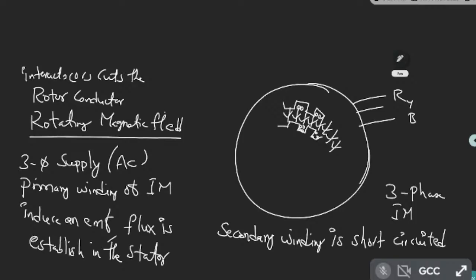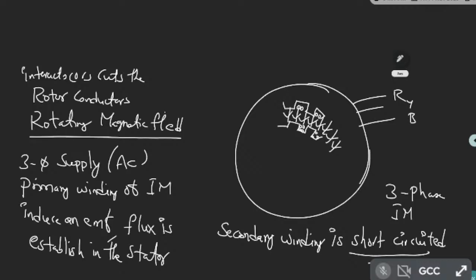Rotating magnetic field is available here. The rotor is also circular in nature, and it has rotor conductors which are short circuited. So this rotating magnetic field will cut the rotor conductors, interacting with or cutting the rotor conductors.